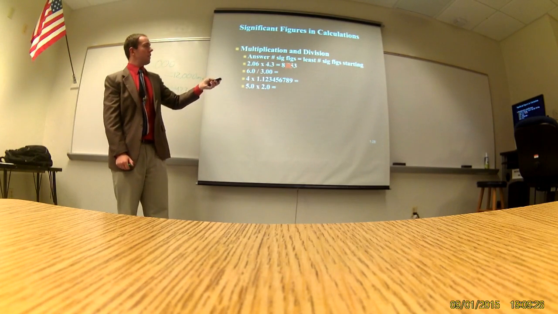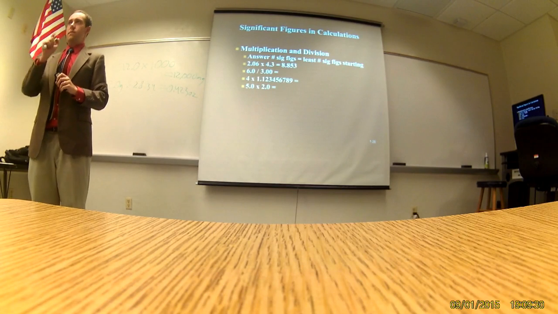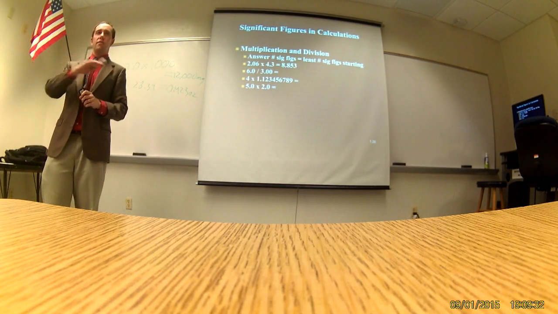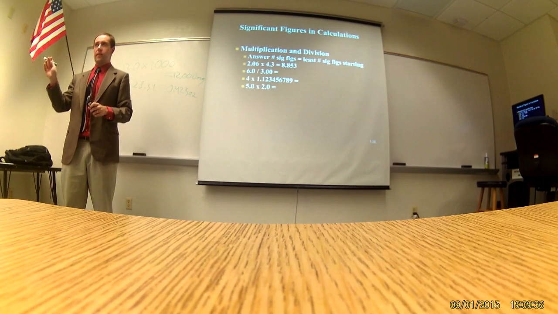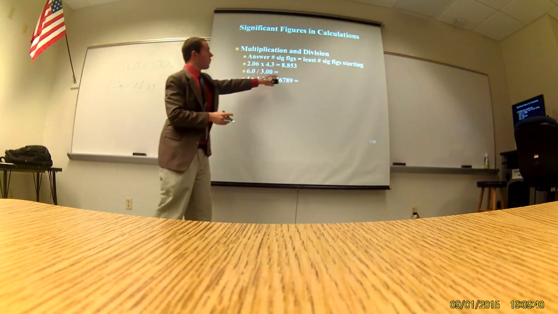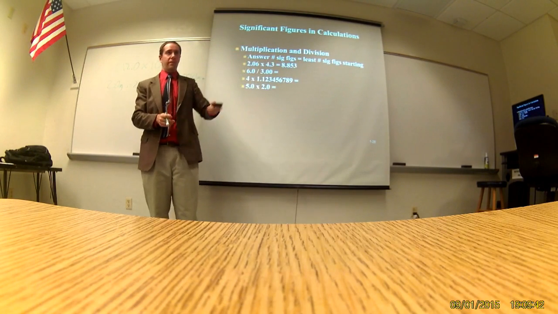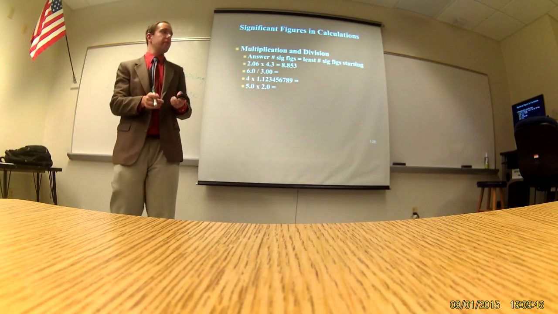How did you get from 8.853 to 8.9? You rounded. And you're going to round just like you always round. You've been rounding since probably first grade. I don't know when you learned rounding, but we're going to say it's first grade. Round just like you know how to. Round to the point that's going to give you the correct number of sig figs.